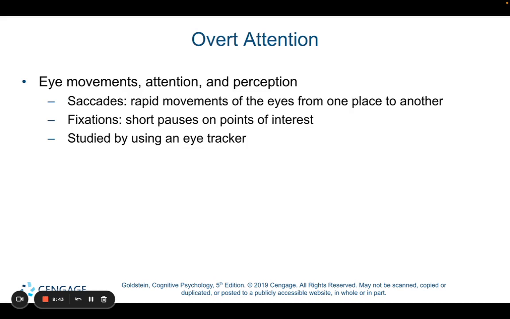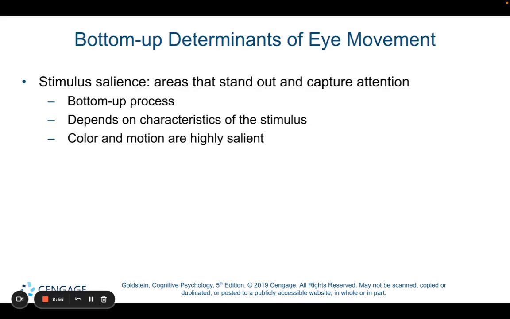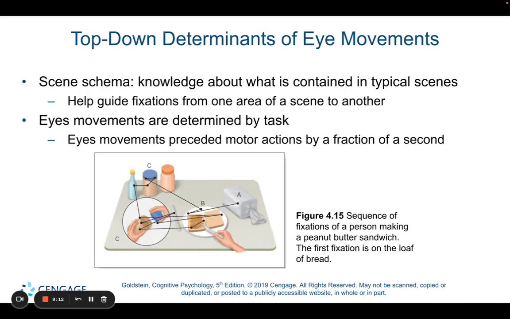Overt attention involves your eye movements, your attention, and your perception. So how do we overtly pay attention to the things that are happening around us using our eyes? Bottom-up determinants of eye movement focus on the characteristics of the stimulus, different color and motion, things that are capturing your attention when it comes to whatever is existing in your environment.